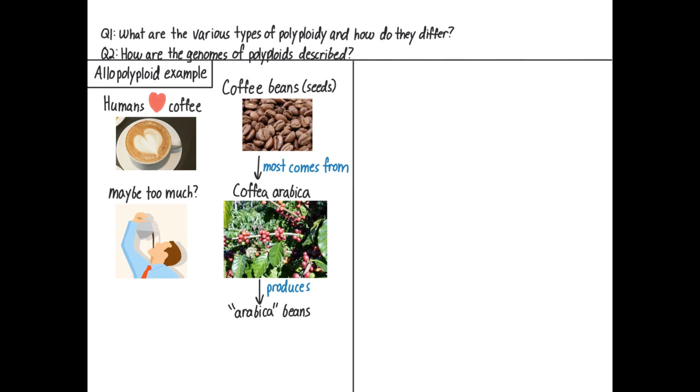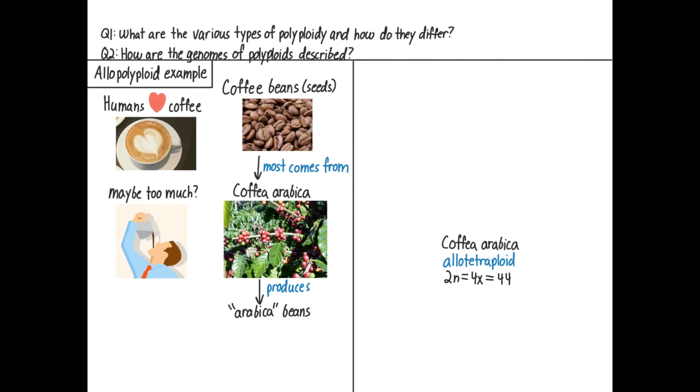Why am I talking so much about coffee in this video? Because Coffea arabica is an allotetraploid. Its ploidy is 2n equals 4x equals 44. The 4x tells us it's tetraploid, and the allo tells us that it contains chromosome sets from different species.